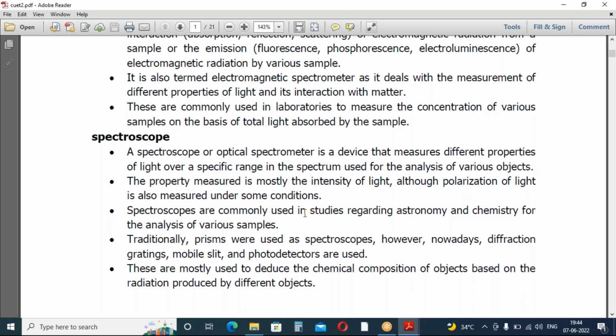That shows the phenomenon of fluorescence, phosphorescence, and also electroluminescence, or for the detection of the light. Here these properties are mainly used. What is the main device that is used? The spectrophotometer, and the spectroscope is a device that measures different properties of light present in a particular range of spectrum.